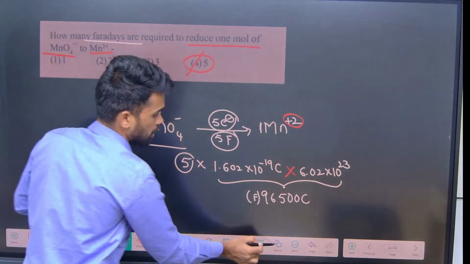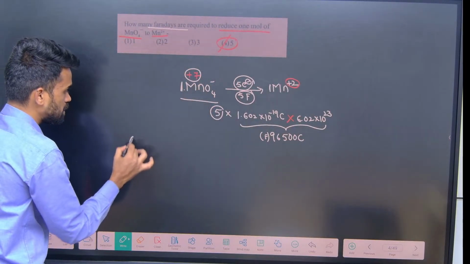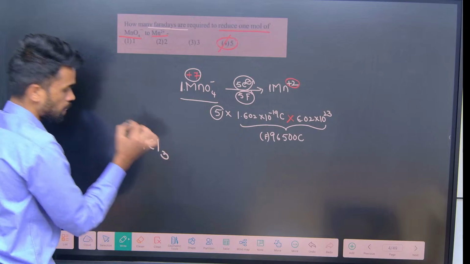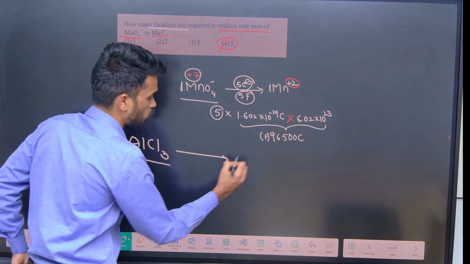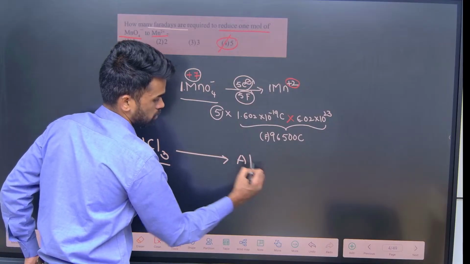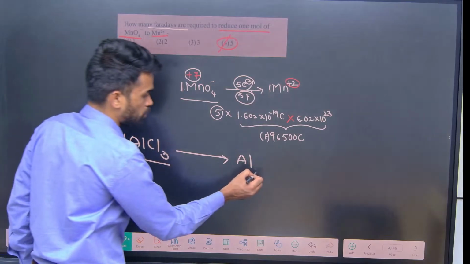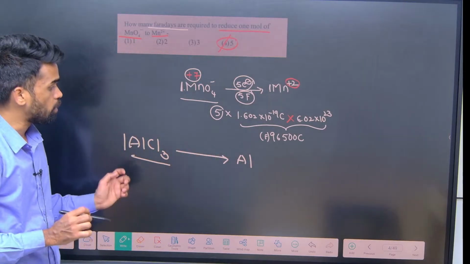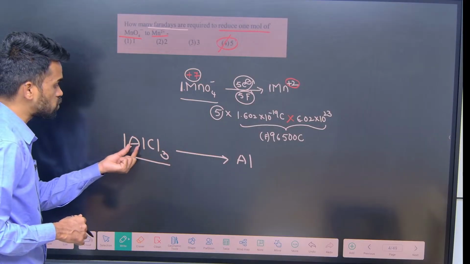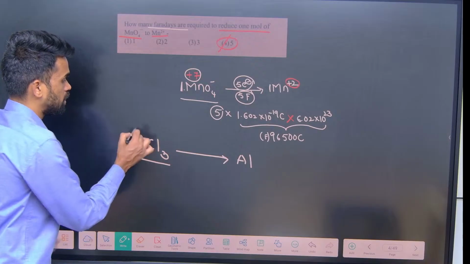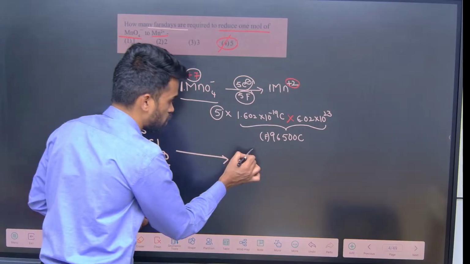Next, in the same way, there is an AlCl3 solution. From this electrolytic solution I want to deposit aluminium metal. From 1 mole of AlCl3 solution I want to deposit aluminium. Now tell me how many Faradays are required for this process? What is the oxidation state of aluminium here? It is plus 3, and it should convert into its atomic form, that is 0 oxidation state.